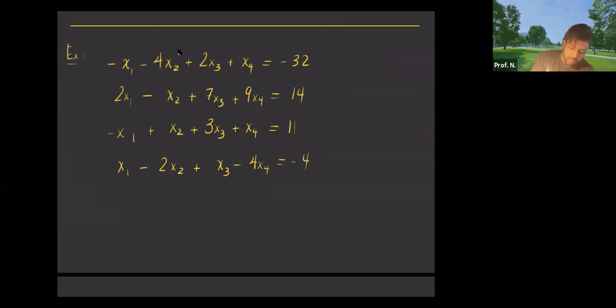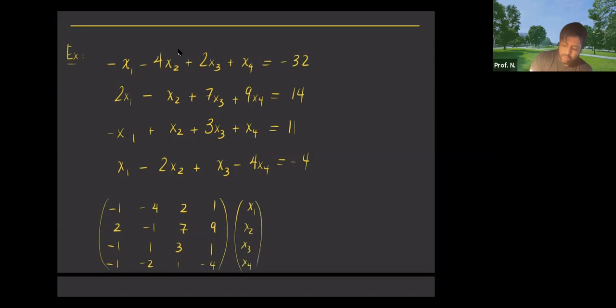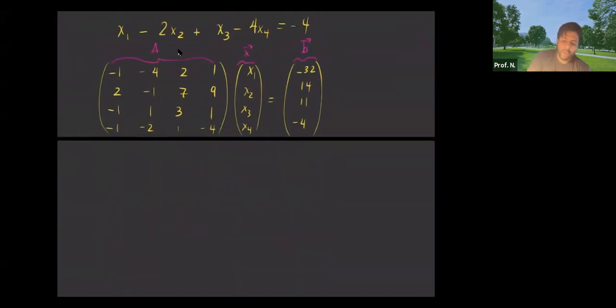So of course I can rewrite this as what? Negative 1, negative 4, 2, 1, 2, negative 1, 7, 9, negative 1, 1, 3, 1, negative 1, negative 2, 1, negative 4. So this is my coefficient matrix. I got x1, x2, x3, x4 as my column vector. And this equals negative 32, 14, 11, negative 4. So I got A, I got my column vector X, and my column vector B. Okay, AX equals B. And suppose I want to find x3. Find just x3.